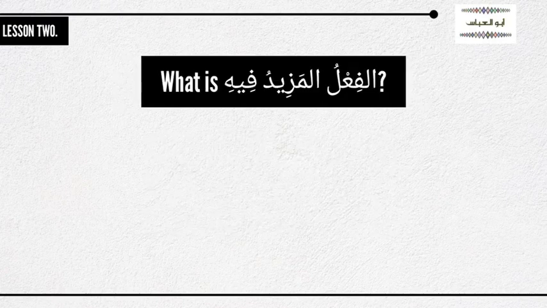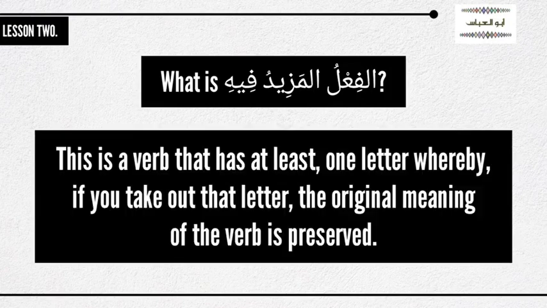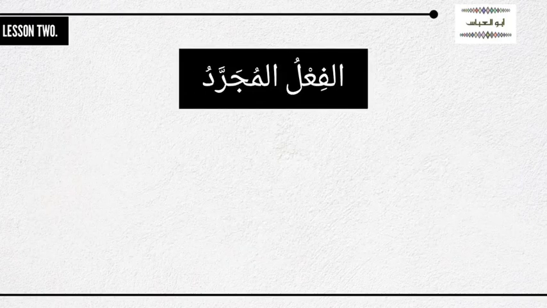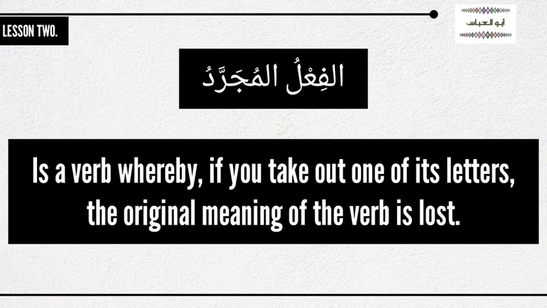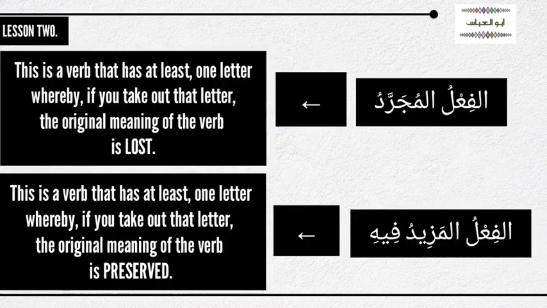Al-fi'lu al-mazidu fihi is that verb that has at least one letter, whereby if you take out that letter, the original meaning of the verb is preserved. If you remember, al-fi'lu al-mujarrad is that verb whereby if you take out one of its letters, the meaning of that verb is lost. So in turn, al-mazidu fihi is that verb that has at least one letter, whereby if you take out that letter, the original meaning of the verb is preserved.